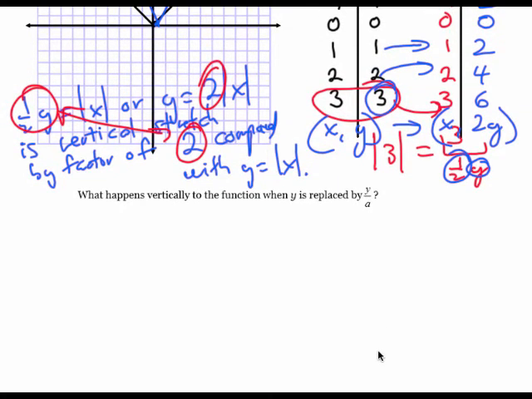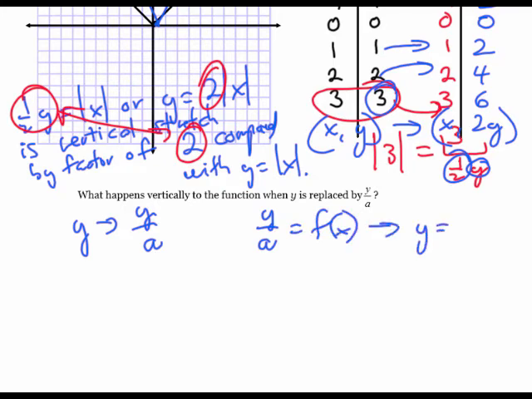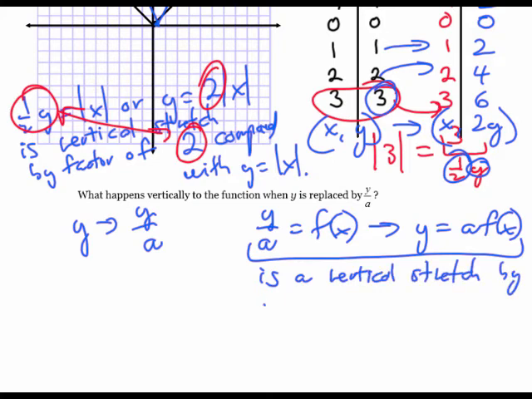Okay, so to generalize this, I'm going to do my notation a little bit differently for vertical stretches. If I replace y with y over a, you might say, well, why don't I say a times y? I could, but I'm choosing to do it this way because in my equation, since we like to isolate y, it's more conveniently written this way. So we know that this is a vertical stretch by a factor of.